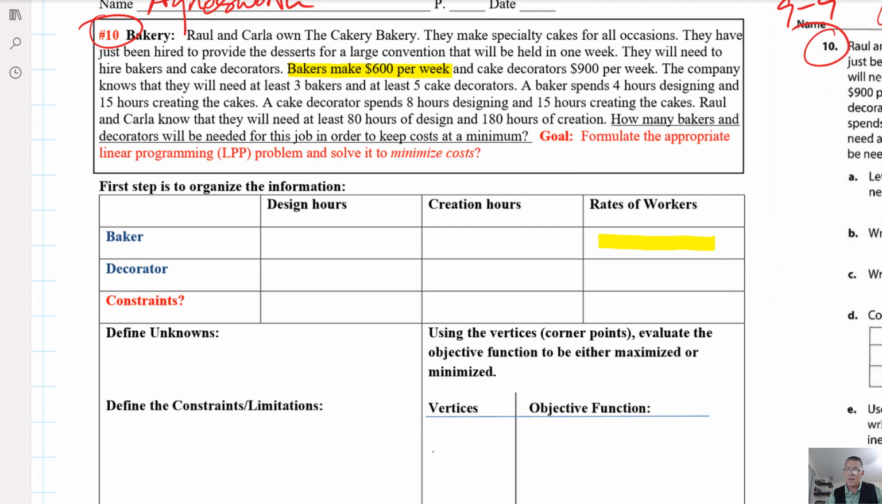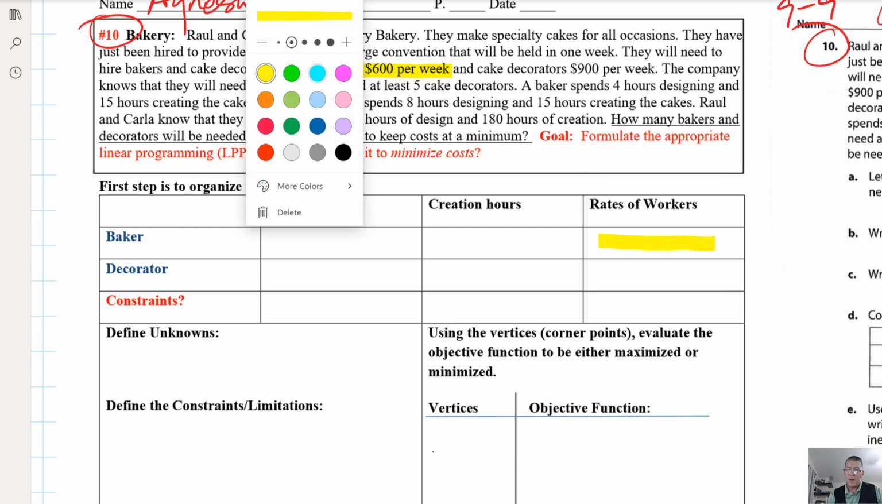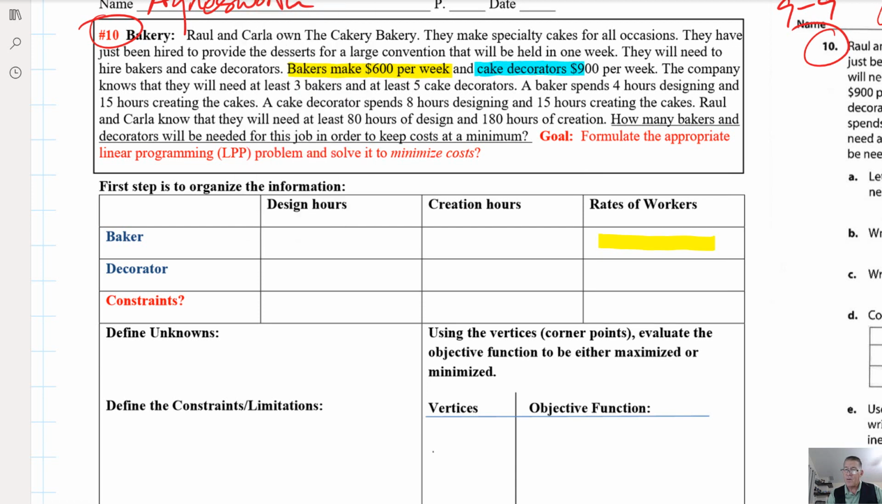Let me read on here. It says the cake decorators make $900 a week. It takes more skill to decorate, I guess, and because of that, they make more money. So what we want to do is organize our information here. $600 per week for the baker, $900 per week for the decorator. So that's the first thing we know.